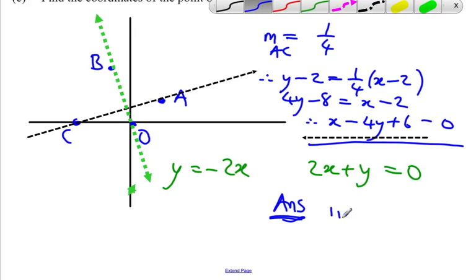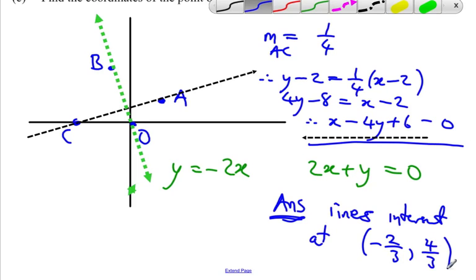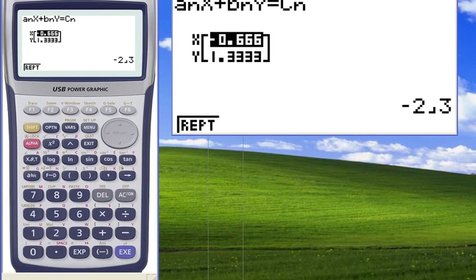the lines, that says lines, L-I-N-E-S, intersect at negative 2/3, comma, positive 4/3. Or you just write down the decimal equivalent to 3dp. That was the 1 1/3 that we got on the calculator back here. That's 4/3, okay? So this is the same calculator as yours, yeah.